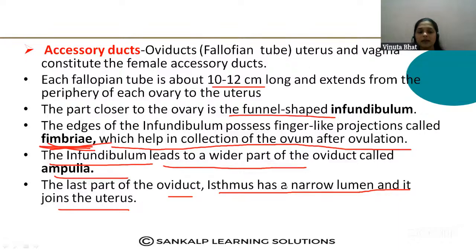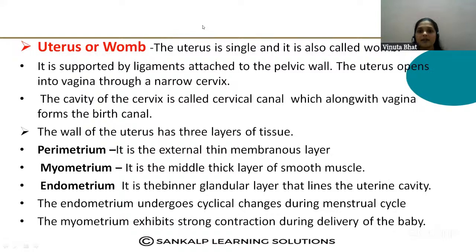Then the uterus. The uterus is also called a womb. It is supported by ligaments attached to the pelvic wall. So how is the uterus attached, that is by the ligaments attached to the pelvic wall. And this uterus opens to the vagina, through the narrow cervix.